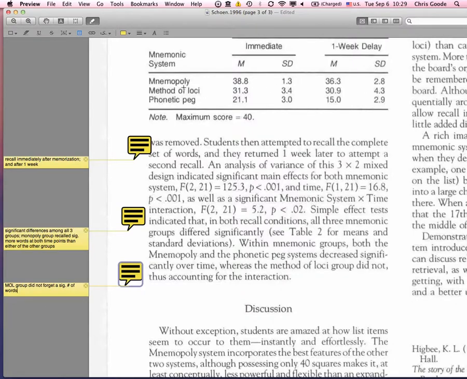But there were differences among all three of these methods, meaning if you average across these times, the Mnemopoly group's better than the method of loci group, which is better than the phonetic peg group. But two of these actually decreased over time, and one of them didn't decrease significantly. And that means that the effect of time is different for the method of loci group than it is for the other two groups. But that's exam 3 material.